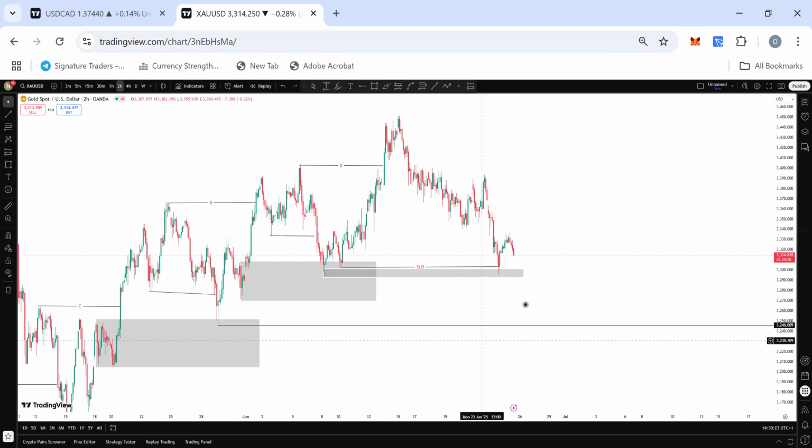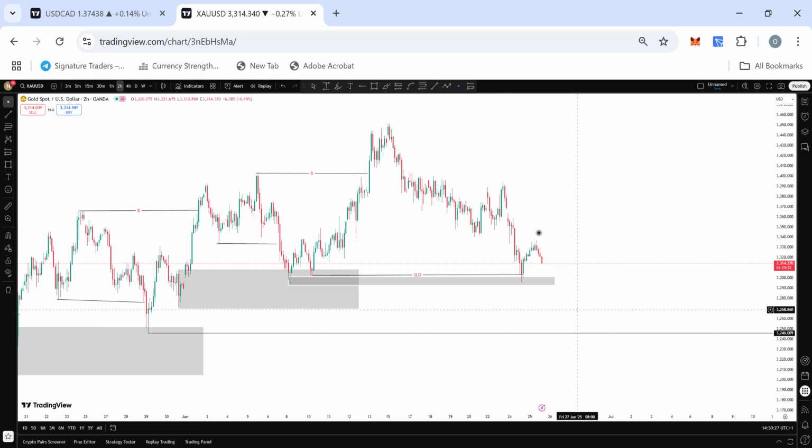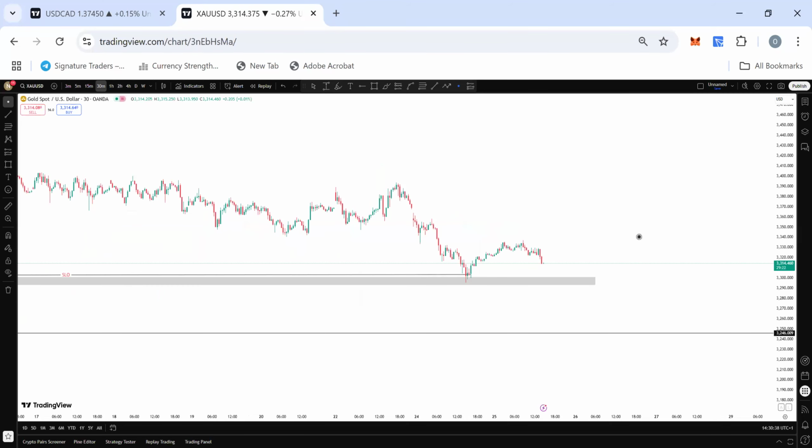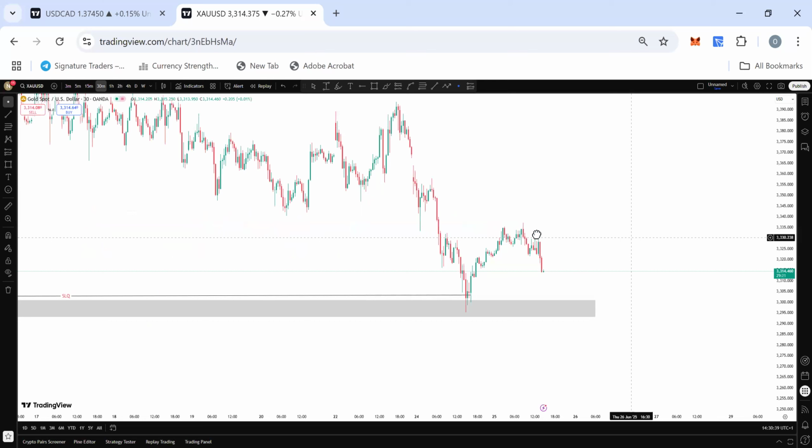At this point in time, we are going to move down to the 30 minutes time frame, because this is the current price action for today. Now on the 30 minutes time frame, this automatically becomes a change of character for me. This high.